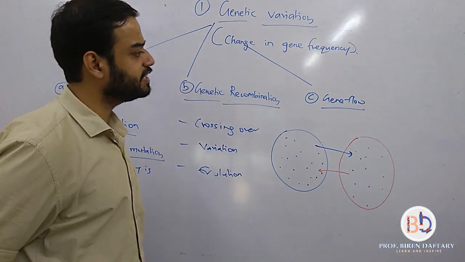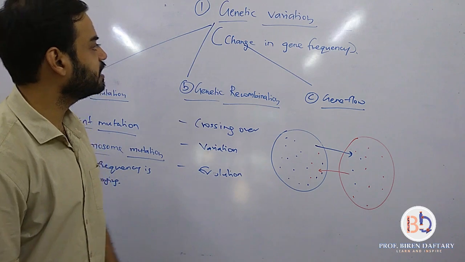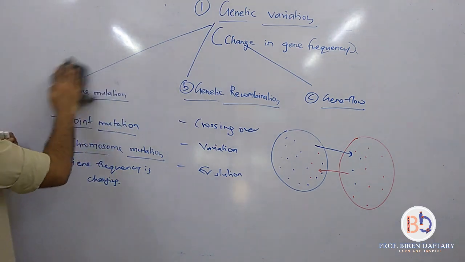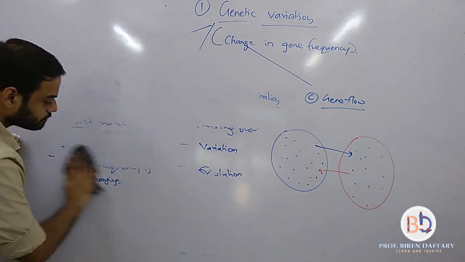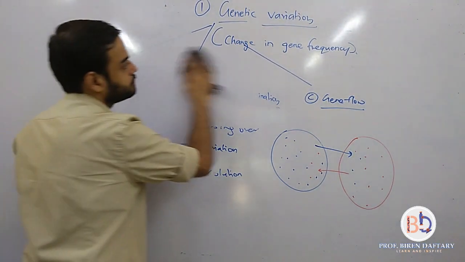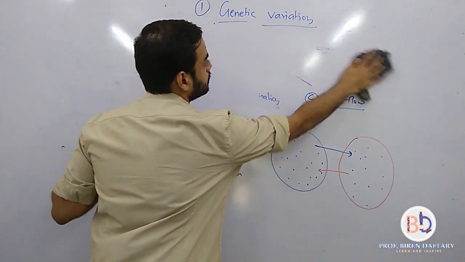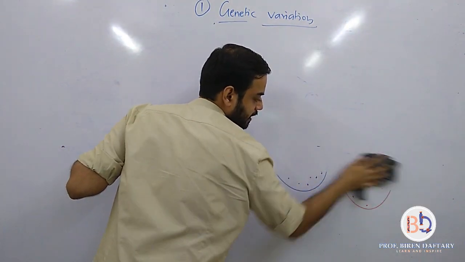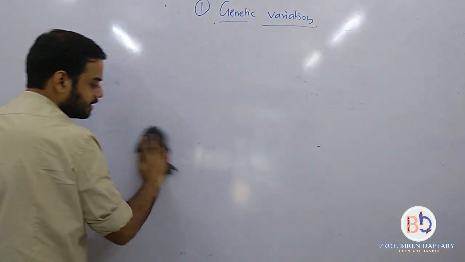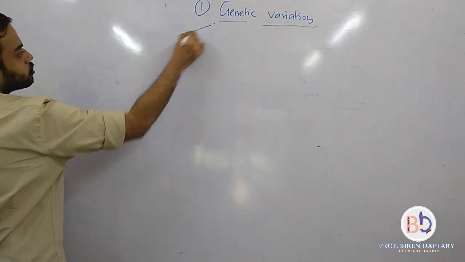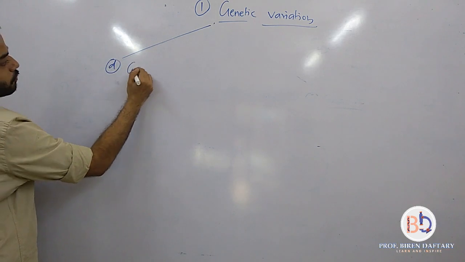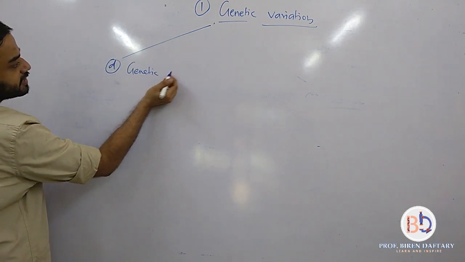Next, coming to the fourth reason causing genetic variation. I will have to rub this off because I don't have space. So the fourth factor causing genetic variation is called genetic drift. This is the fourth reason which is causing genetic variation.